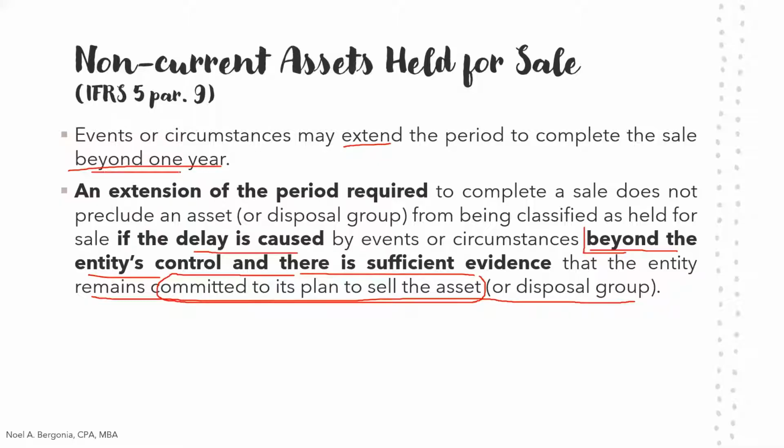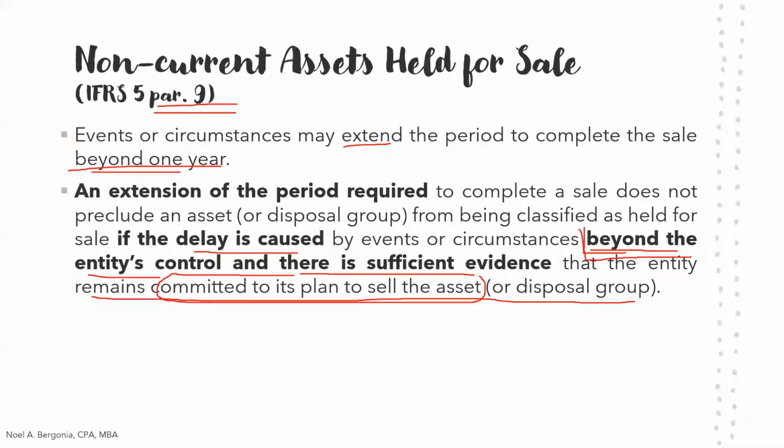Okay? O kaya naman, baka nagkaroon ng, let's say for example, typhoon or even some particular fortuitous events, beyond the control of the entity, then that's the time we're in. Again, that delay would just be okay to be classified pa rin as a non-current asset held for sale. Okay, so tatandaan yan, that is in paragraph number 9. Dapat it should be beyond the control of the entity.